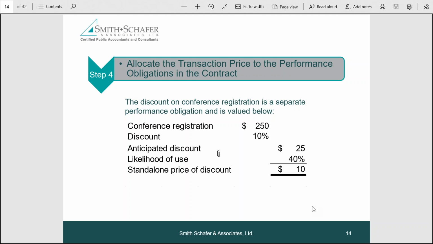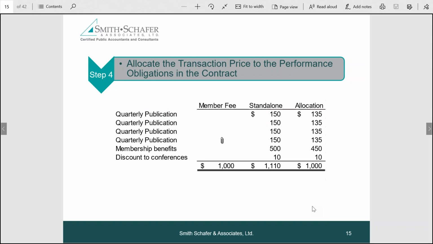So back to the allocation, at this point it's basic math. Now that we've come up with standalone prices, we have to do basically a ratio of the $150 over the $1,110 and multiply that ratio by 1,000. And that's how we get to the $135 for the quarterly publications, the $450 for the membership benefits, and then the $10 still for the discount. The $10, just due to rounding, did not change.